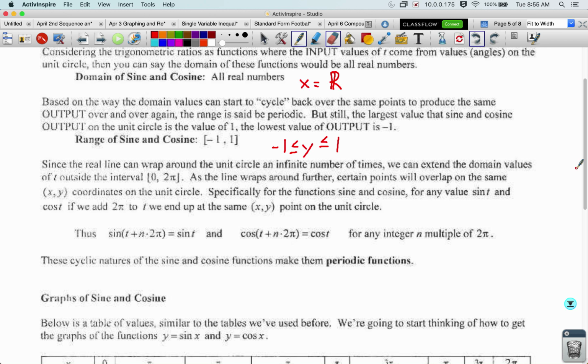Since the real line can wrap around the unit circle an infinite number of times, we can extend the domain outside the interval from 0 to 2 pi. As the line wraps around further, certain points will overlap on the same xy coordinates on the unit circle. Specifically for the functions sine and cosine, for any value sine t and cosine t, if we add 2 pi to t, we end up at the same xy point on the unit circle.